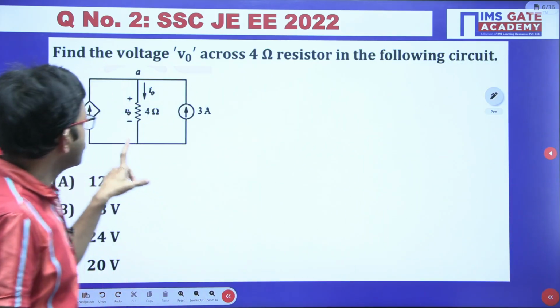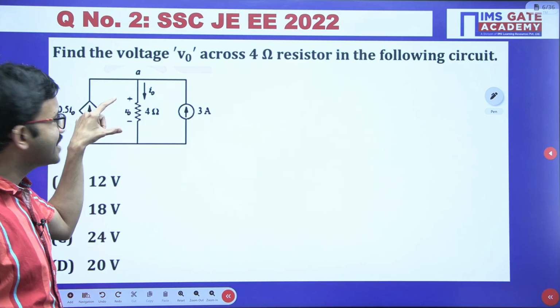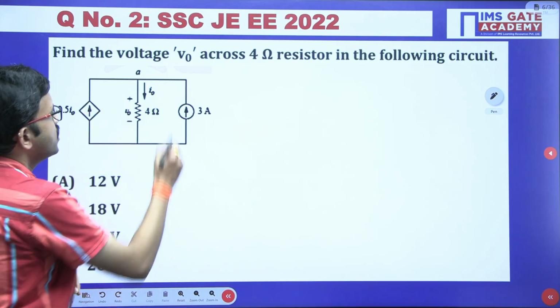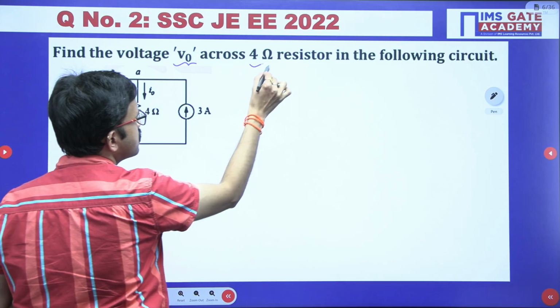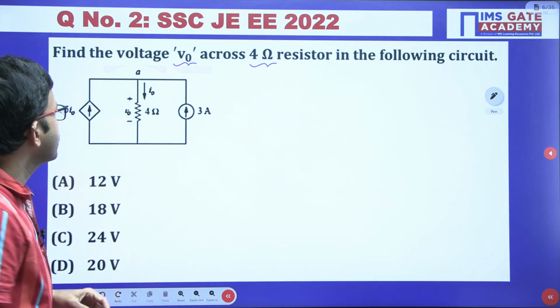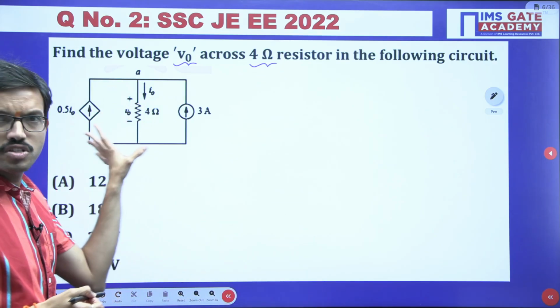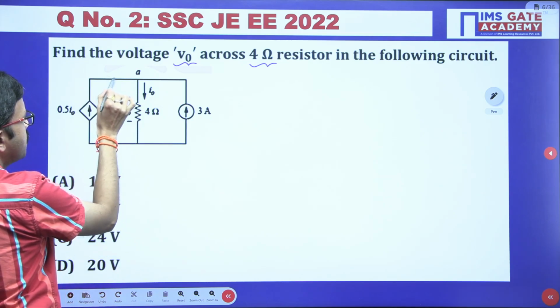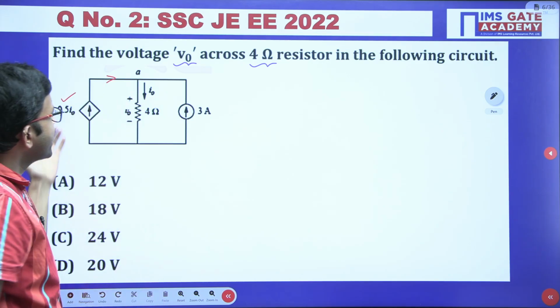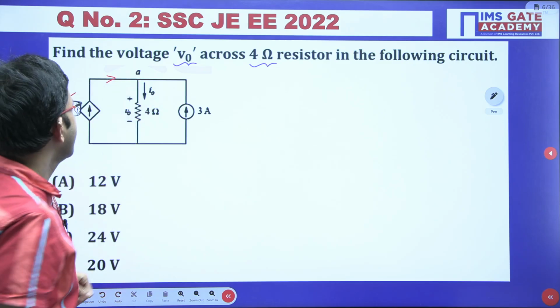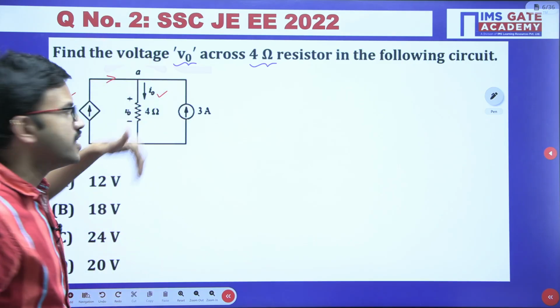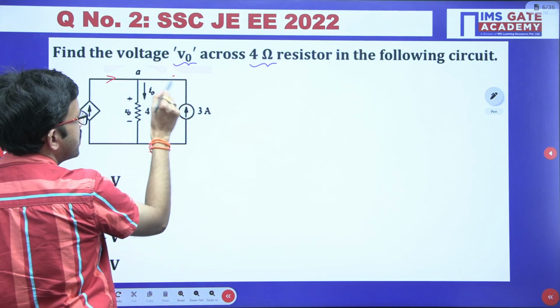Yeah, in this question V naught is the voltage across the 4 ohm resistor, and that is what we have to calculate. Here you can observe that in this particular branch 0.5 I naught current is entering, in this branch I naught current is leaving, and in this branch 3 ampere current is entering.